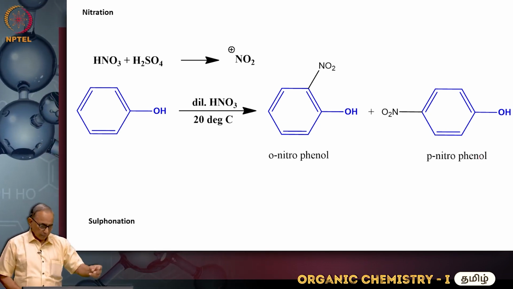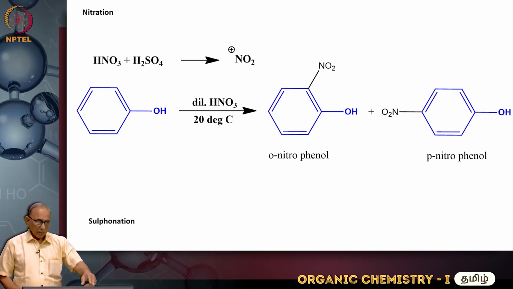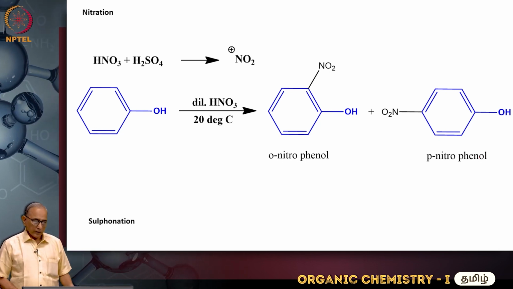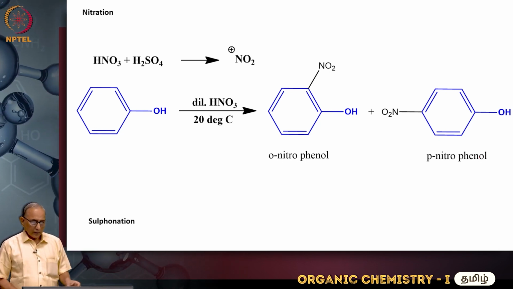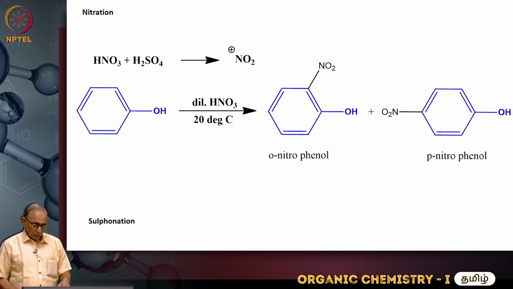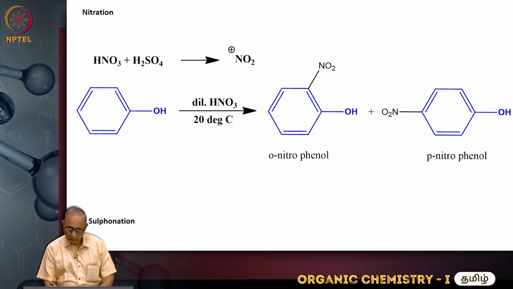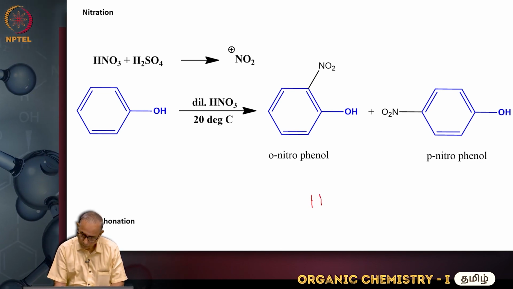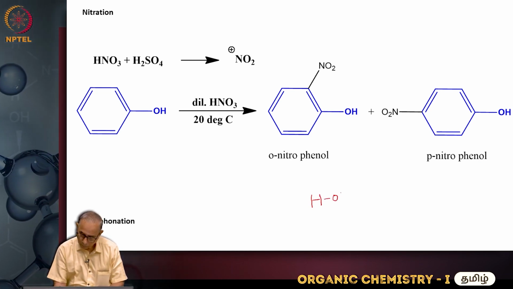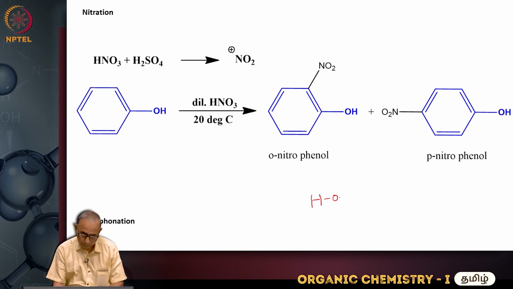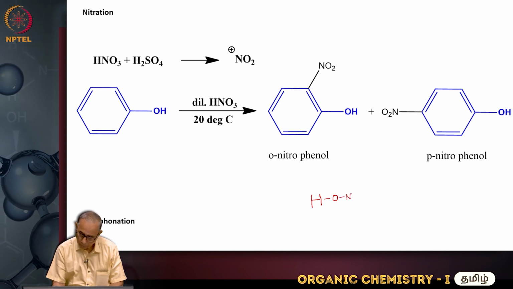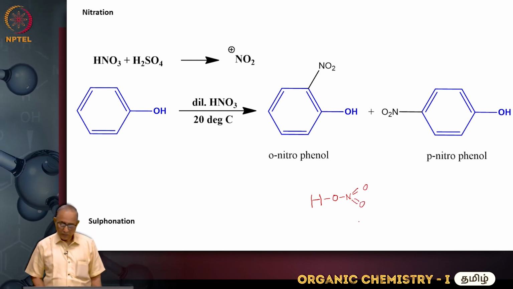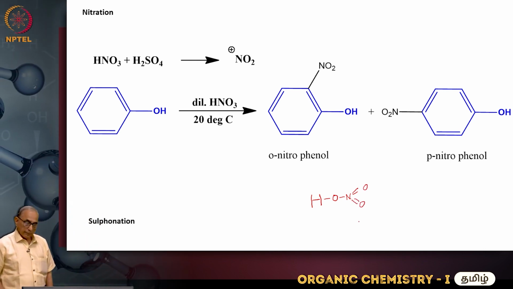The sulfuric acid is of greater strength than nitric acid. So, it will protonate nitric acid and that will form this NO2 plus. For example, this is the structure of nitric acid.